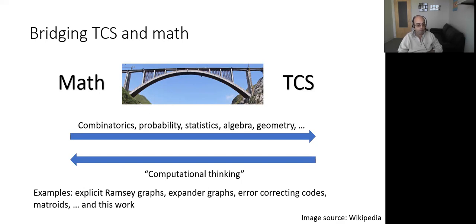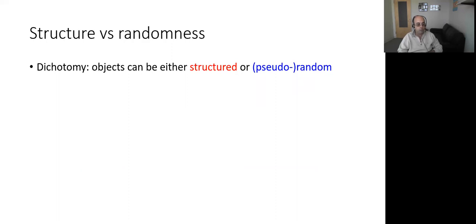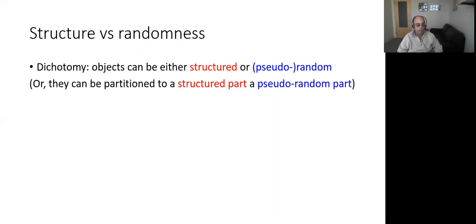And this other one is this very well-known framework of structure versus randomness. One way to see it is to say, when you study some class of objects, which could be graphs or functions or whatever you want to study, then you can think of them as either having some sort of structure that is useful for your arguments, or looking random, being pseudo-random. This is one type of structure versus randomness dichotomy. And another one that comes up maybe in other applications is that maybe you don't have a dichotomy, but objects can be partitioned into two parts. One part is structure, the other one is pseudo-random.